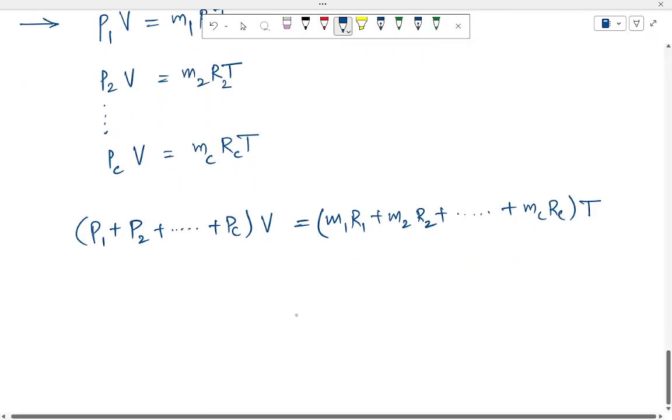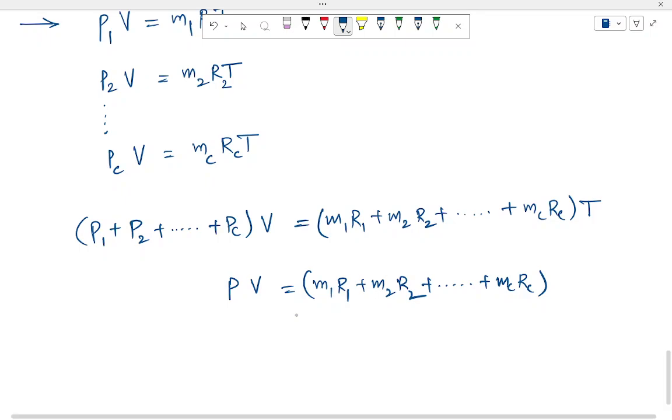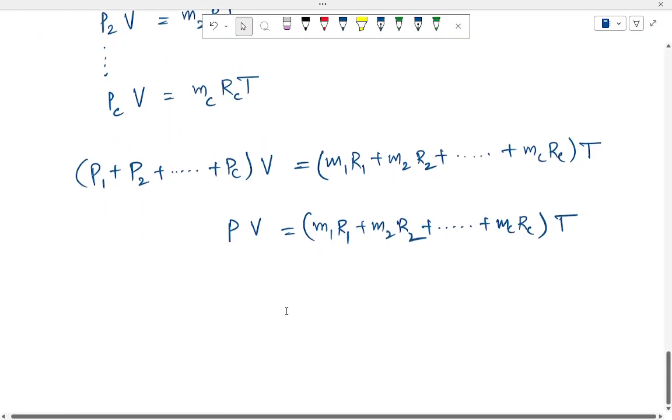If you look carefully, this sum of the partial pressures is nothing but the total pressure, right? That's what Dalton's law of partial pressure says. So I can write the sum as P. The PV will now be equal to M1 R1 plus M2 R2 plus so on plus MC RC, into T. So this is how your expression is now.